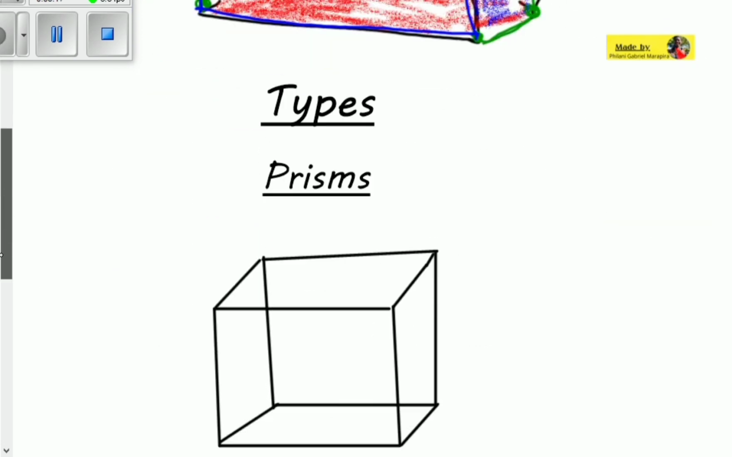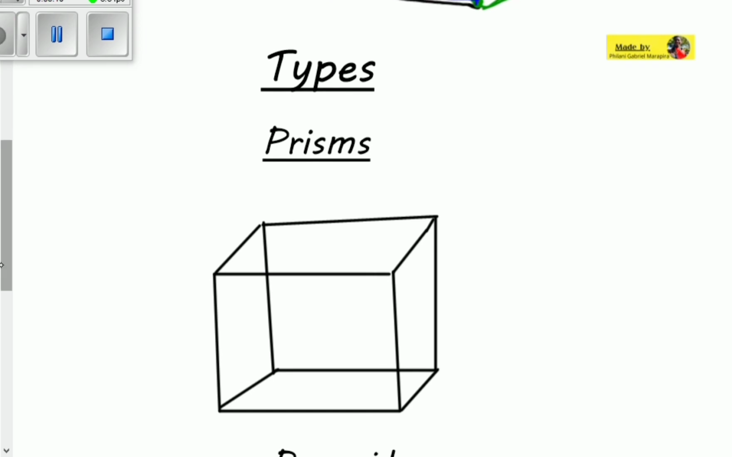Now we go to the types of polyhedron. Number one, we've got the prisms. A prism is a polyhedron in which the top and bottom surfaces are parallel to one another, and any section parallel to the base is congruent with the base. Let's look at what this means. First of all, we have two surfaces which are parallel to each other. Here we have this surface.